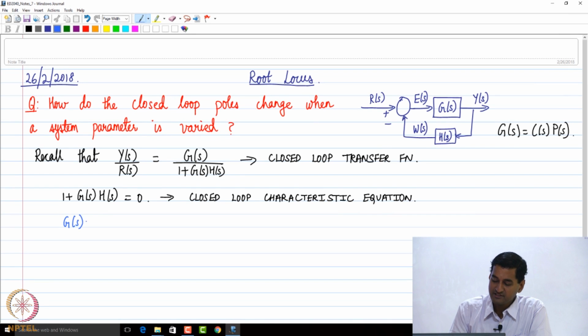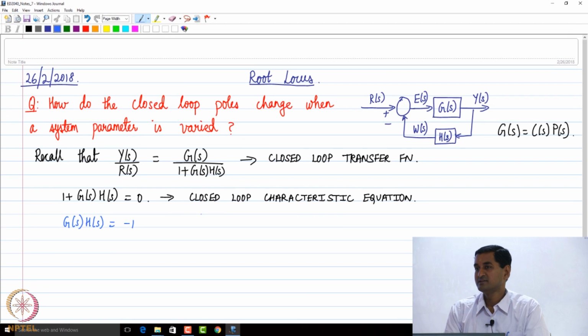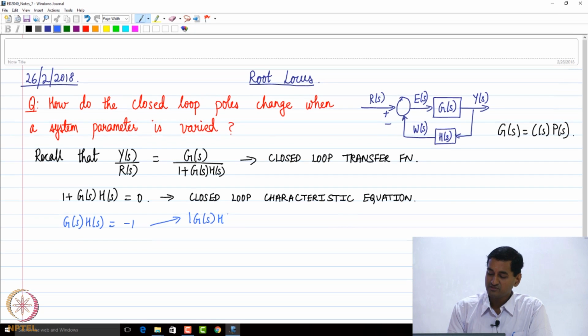If I rearrange the terms in this equation, I get G(s)H(s) equal to minus 1, since s is a complex variable and G(s)H(s) is going to be a complex valued function of s. This immediately gives me two conditions: the magnitude of G(s)H(s) should be equal to 1 and the phase of G(s)H(s) should be an odd multiple of 180 degrees. Those are the two conditions that we get.